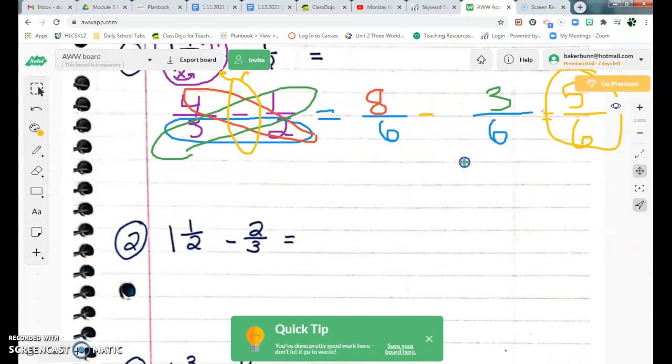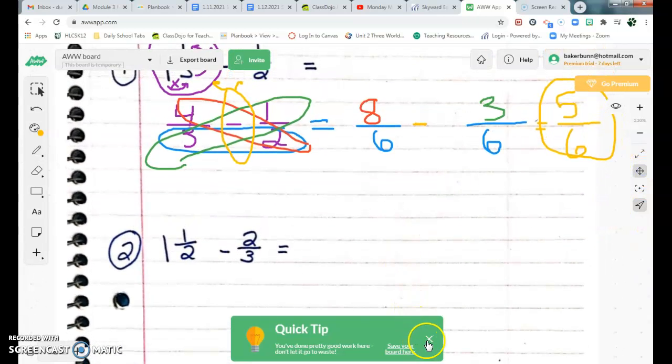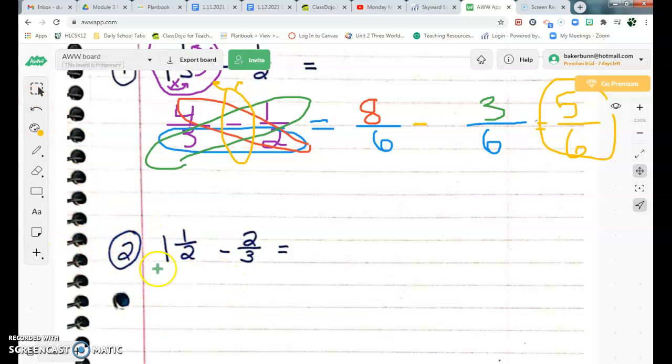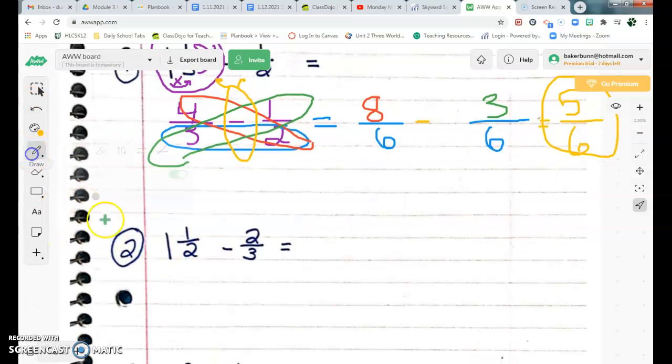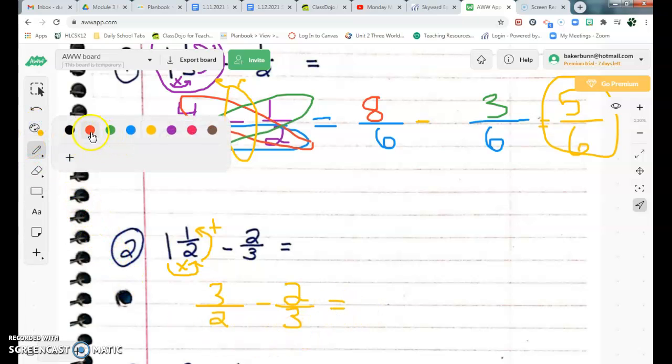Going down to number 2, I'm going to do the same thing. Convert and then butterfly. I know 1, oops, gotta click my pen here. 1 times 2 is 2. Take that answer and add your numerator. 2 plus 1 is 3. So I now have 3 over 2 minus, bring this fraction down, 2 over 3 equals. And I'm going to do butterfly method now. Because I know that 3 over 2 is the same as 1 1/2.